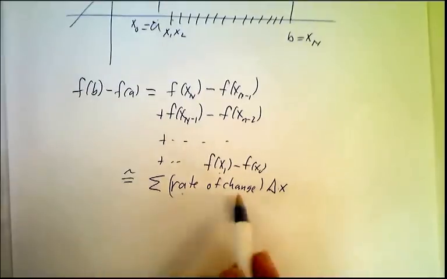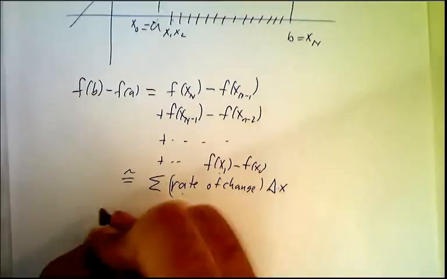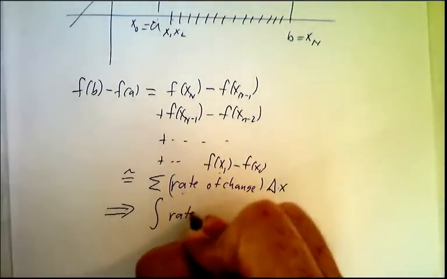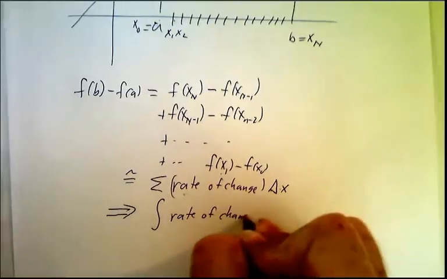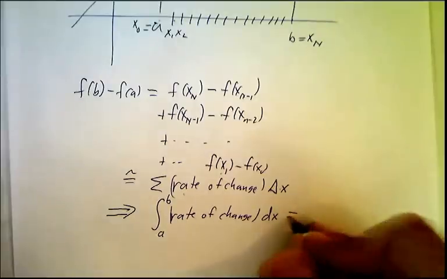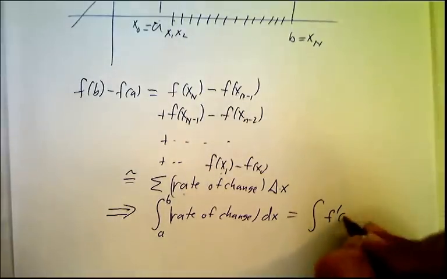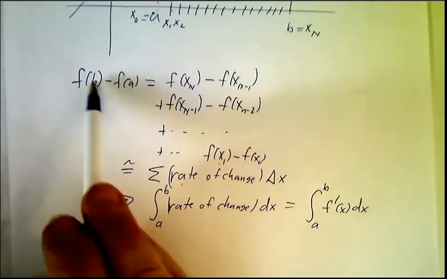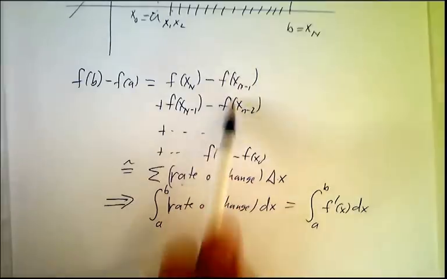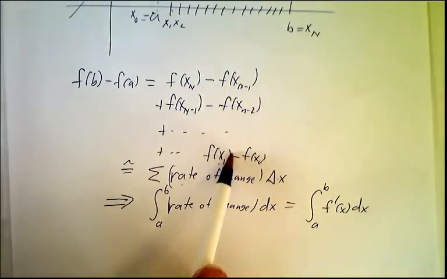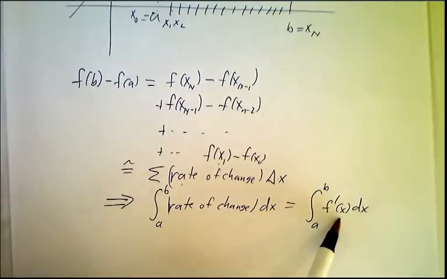But if you chop things finer and finer and finer and finer, in the limit, this becomes the integral of the rate of change dx from a to b, and that is the integral of f prime of x dx from a to b. So the change in the function, the total change, is the sum of the little changes, but a sum in the limit is an integral. And so we get the integral of the rate of change is the total change in the function.